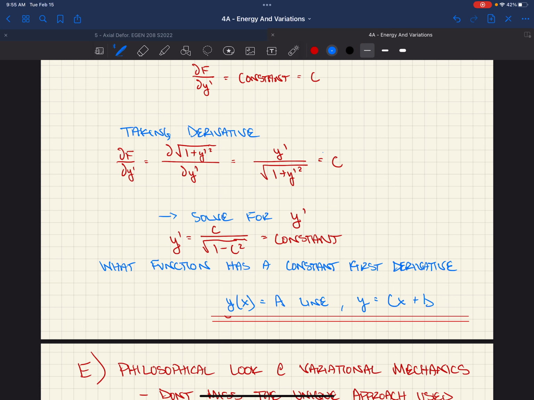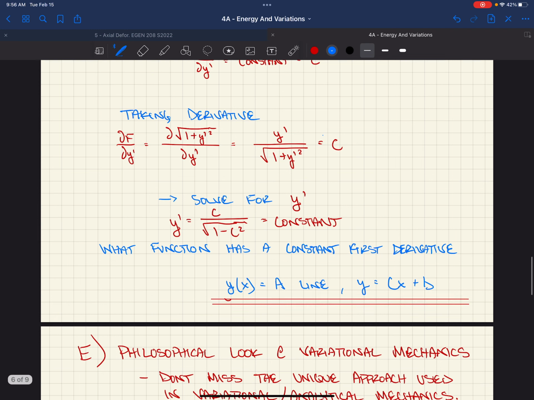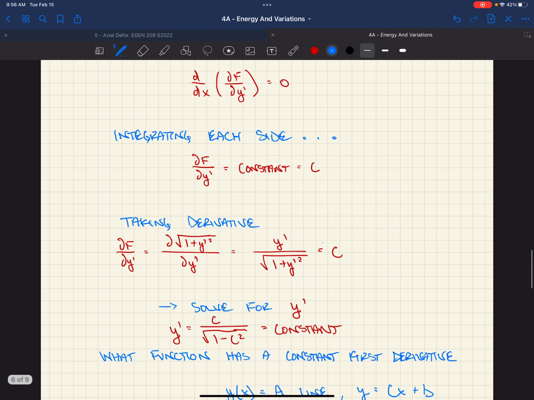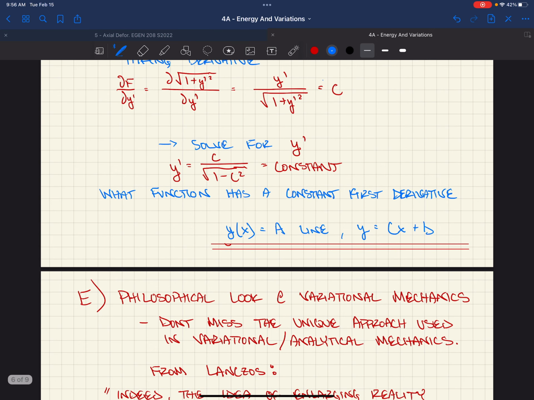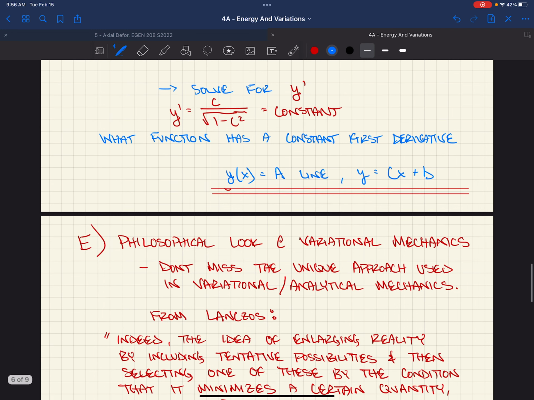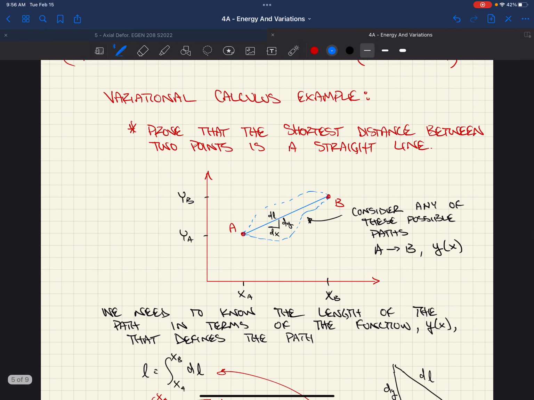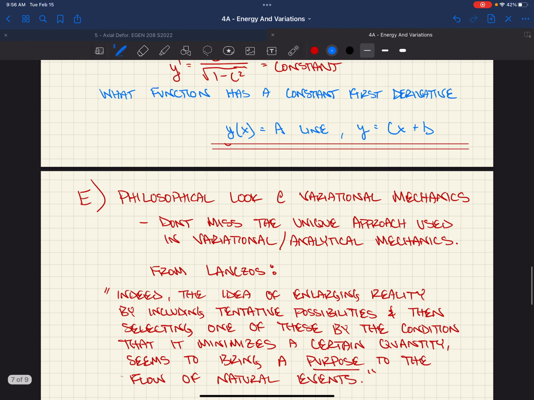So that proves to us that the shortest distance between 2 points, or the minimization of this functional, which was described by the square root of 1 plus the derivative of y with respect to x squared, requires us to get a constant. In order to get a constant, the first derivative of a function must be a linear function with respect to x. And so we get our line. So the shortest distance between points is a straight line, okay? Pretty interesting. So that's our example.